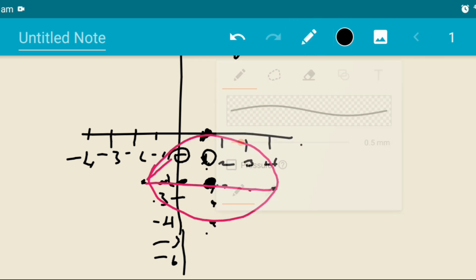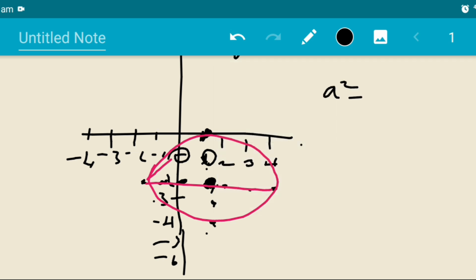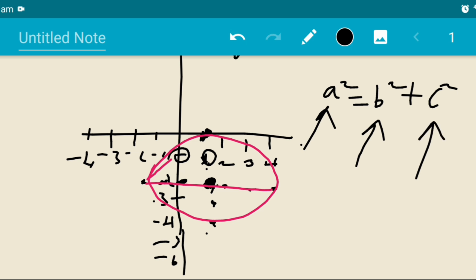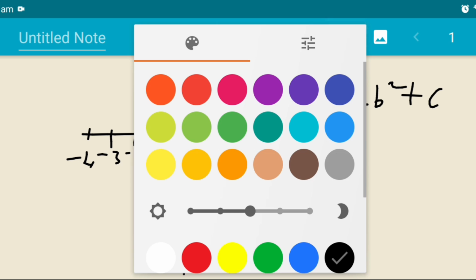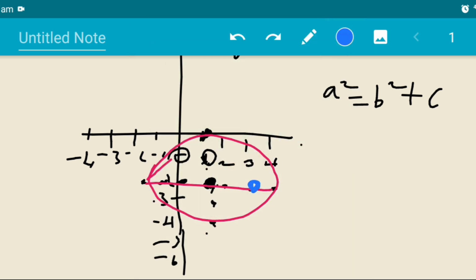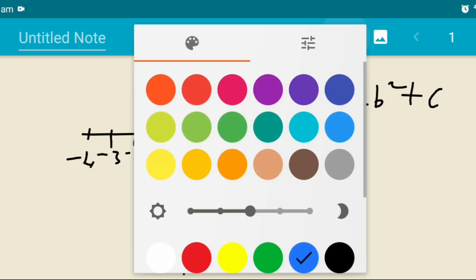Let's now try to find the focus. Remember, for an ellipse we've got the equation a squared equals b squared plus c squared, where a is the major axis, b is the minor axis, and c is the focus. The focus is some point, somewhere here and somewhere there, within those ranges. So let's find where the focus really is located.